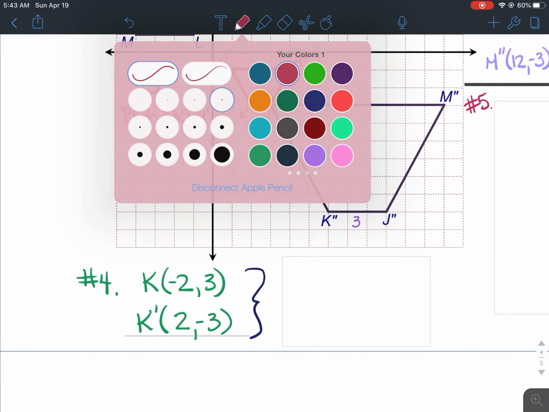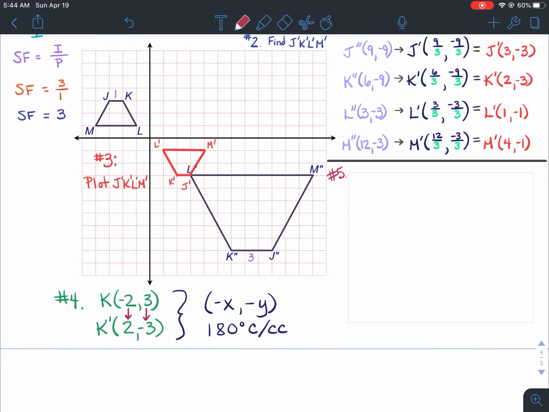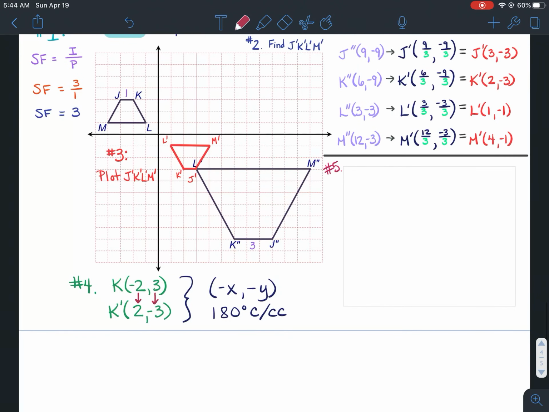And if we look at this, to go from -2 to 2, I take the opposite of the x-coordinate. To go from 3 to -3, I take the opposite of the y-coordinate. So what is the rotation when you take the opposite of both coordinates? That's 180 degrees clockwise or 180 degrees counterclockwise rotation. So to go from K to K prime, the figure is rotated 180 degrees clockwise or 180 degrees counterclockwise. It's the same thing. So go ahead, pause your video, get all of that written down.